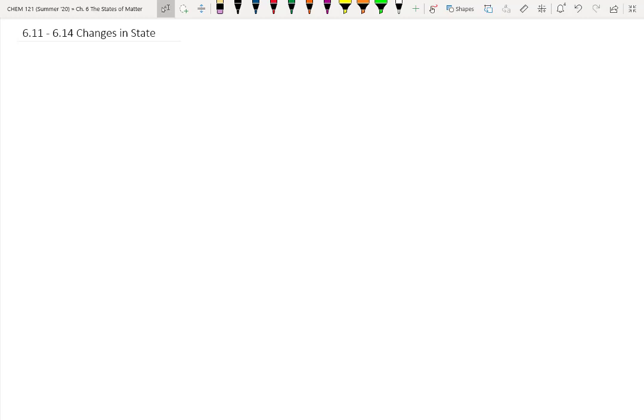All right, in this next section, we're going to cover changes in the state of matter. So let's just imagine our three different states of matter. We're going to do solid over here, I'll do liquid in the middle, and I'll do gas over here to the right. Well, let's imagine that we're absorbing heat.